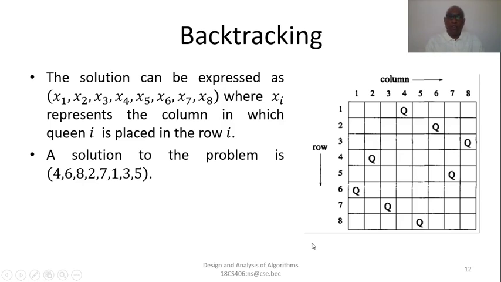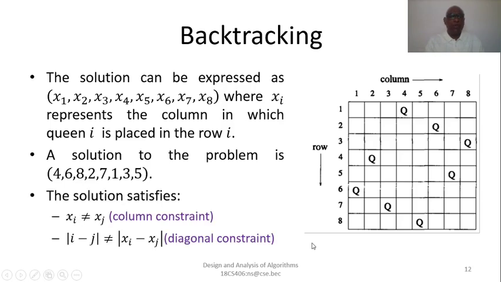and obviously this solution satisfies the column constraints and the diagonal constraints. So the solution often, as we said at the beginning, is expressed in the form of an n tuple, and in the case of the 8 queen problem it would be an 8 tuple, and in the case of the 4 queen problem it would be a 4 tuple.